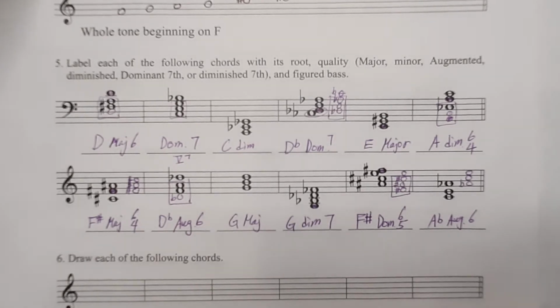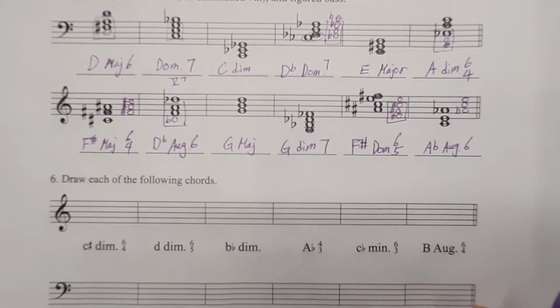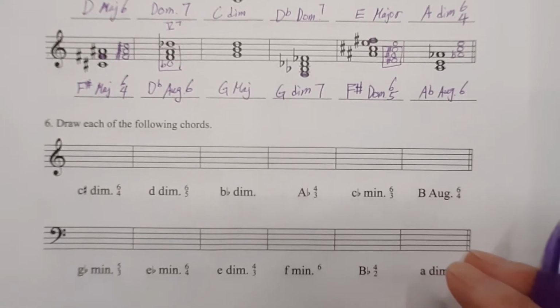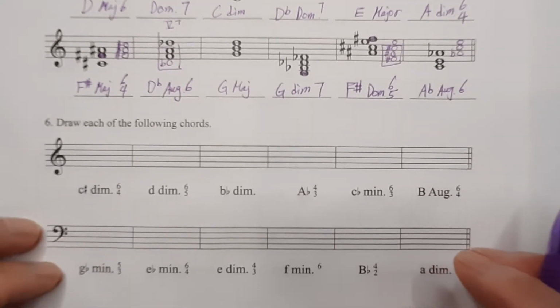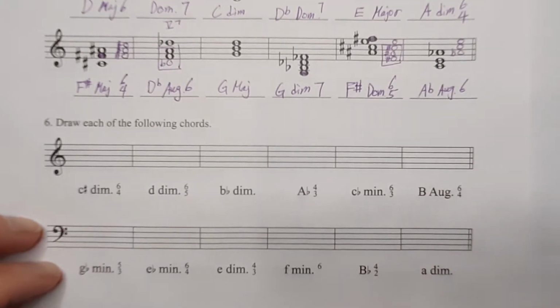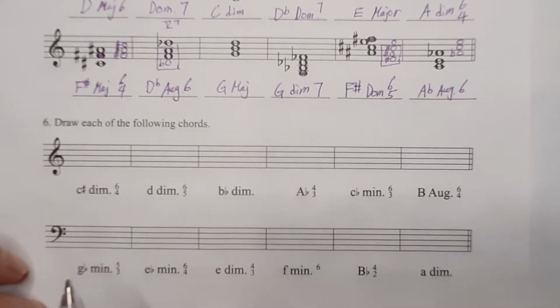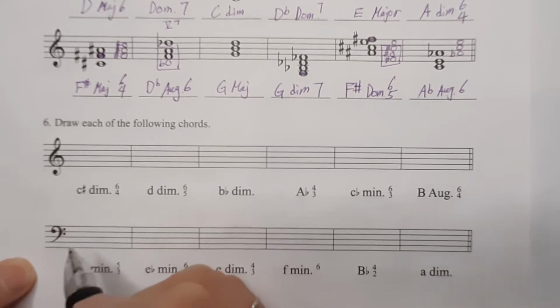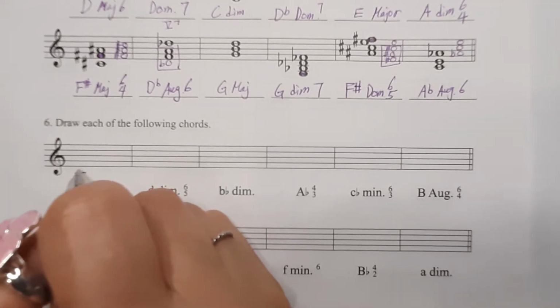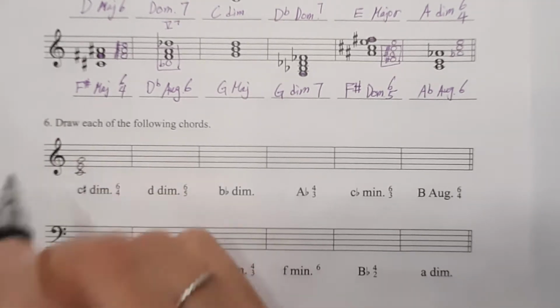Okay, can we do number 6 now? Okay, we'll do number 6. Draw each of the following chords. C diminished 6, 4. Okay, the first one, and first of all, we're going to draw this in the root position. Okay, C, E, G.